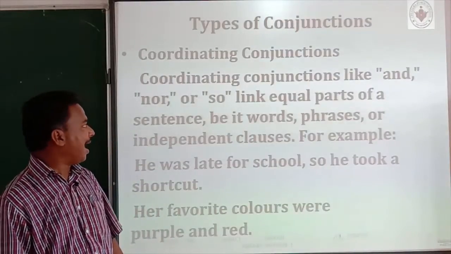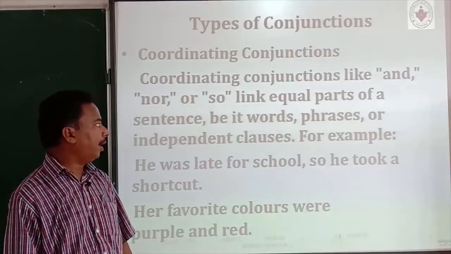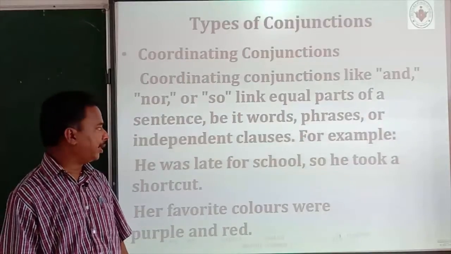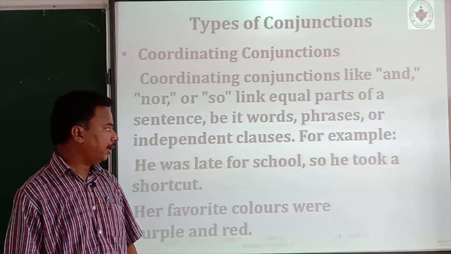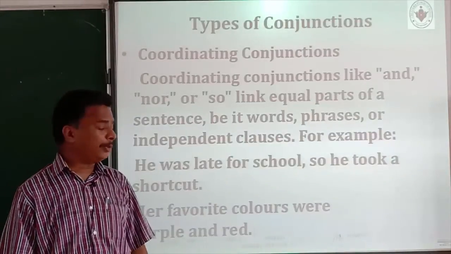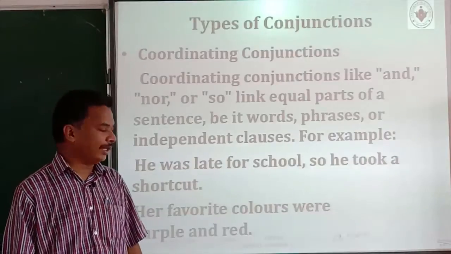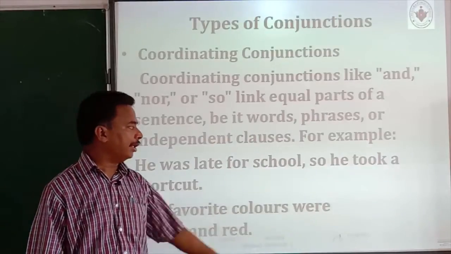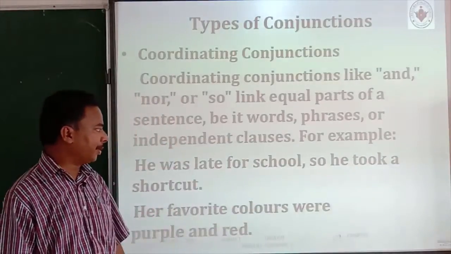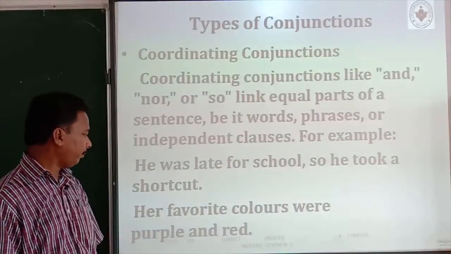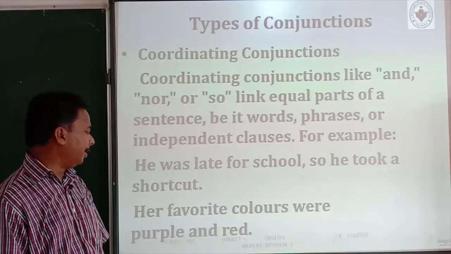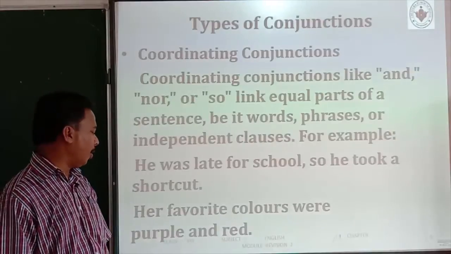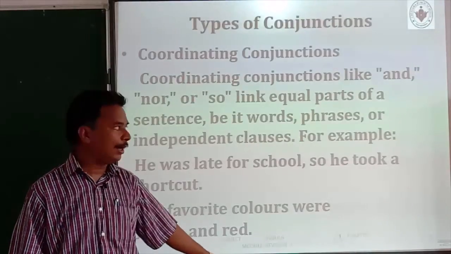Coordinating conjunctions like and, nor, or, so link equal parts of a sentence, be it words, phrases, or independent clauses. For example, he was late for school, so he took a shortcut. The conjunction in this sentence is so. He was late for school, so he took a shortcut. Her favorite colors were purple and red. The conjunction and joins together the two words purple and red.